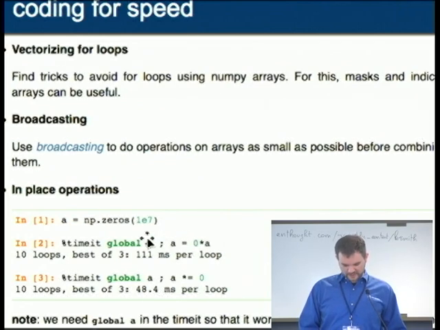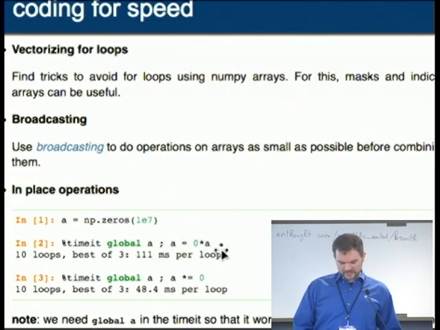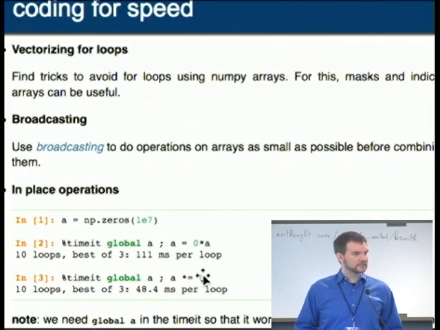So here, for example, we're doing 2 different ways of calculating 0 times A. Not a very useful operation, but just for example purposes. Here it's 111 milliseconds per loop if you do A equals 0 times A. Here it's 48.4, so less than half the time, if you do an in-place version of the same thing.